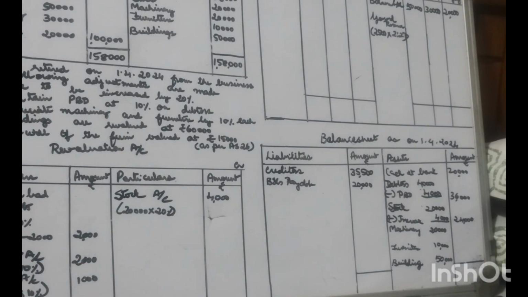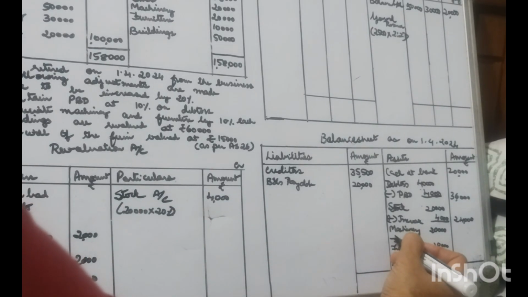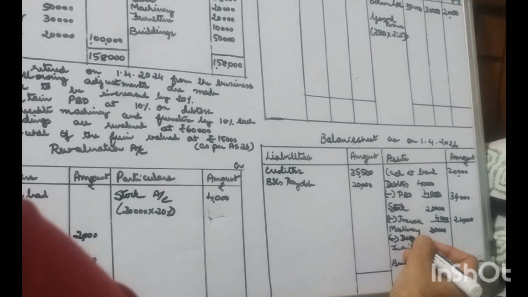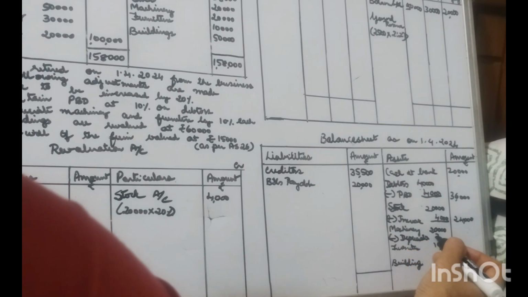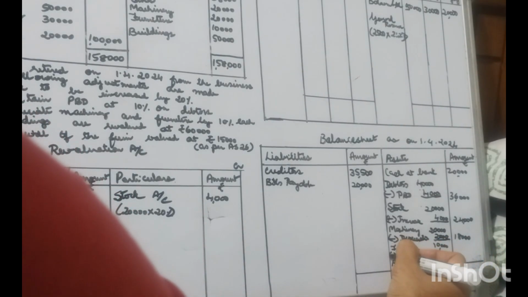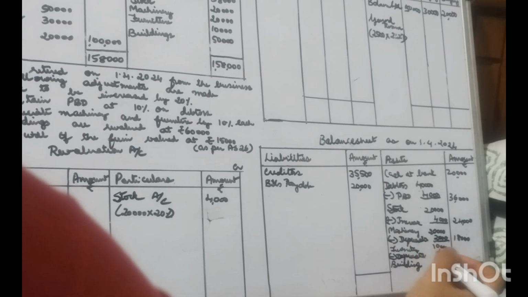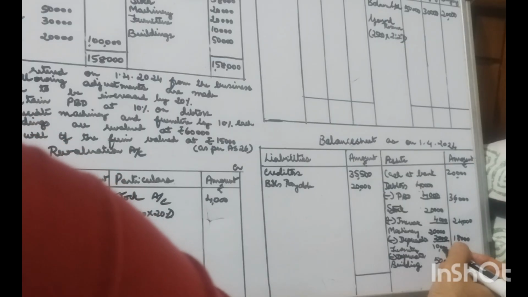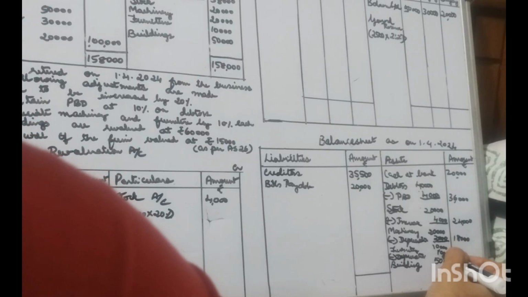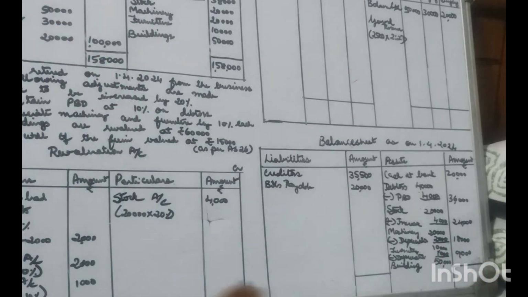One more entry, it has to be deducted as depreciation that has been provided on the machinery. 2,000 must be deducted, so that will be 18,000. Again furniture, there is depreciation provided at the rate of 10%, so that is 1,000. So 10,000 minus 1,000 will be 9,000. So these are the two entries.